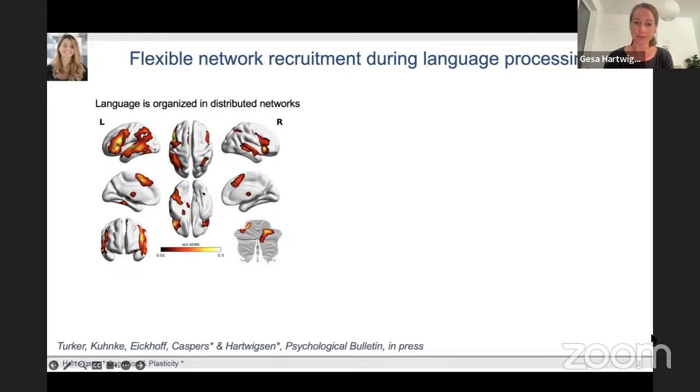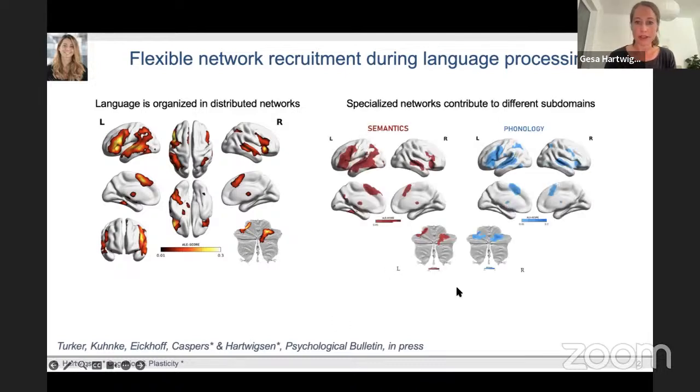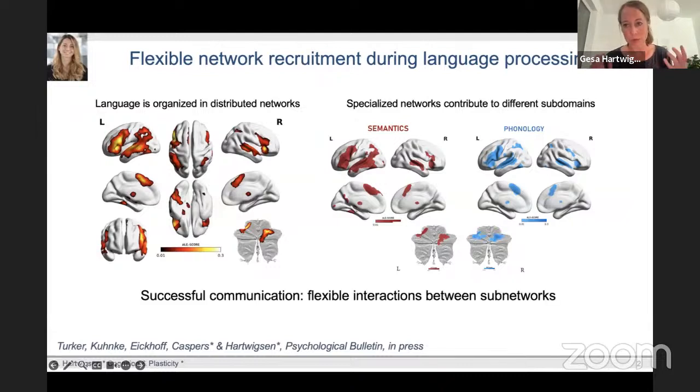Now, the key point is that we have specialized subnetworks which contribute to different aspects of language or different linguistic aspects, such as the processing of semantics, the meaning of words and sentences, or the processing of phonology, the sound of words. Now, successful communication, when we talk to each other, when we listen to each other, requires flexible interaction between these specialized subnetworks.